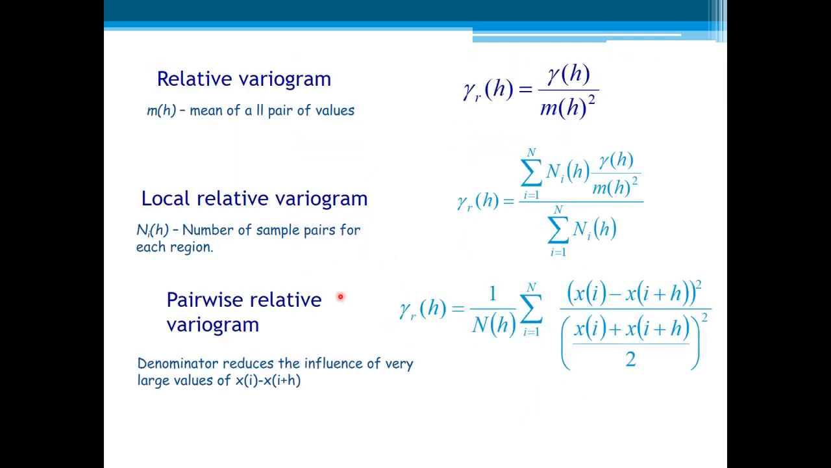To mitigate those situations, you can find some equivalent tools that minimize those effects: the relative variogram, the local relative variogram, and the pairwise relative variogram, where the denominator here reduces the influence of very large values.